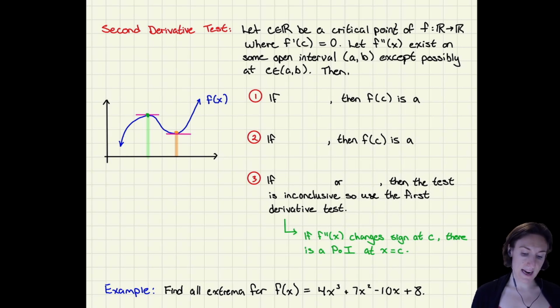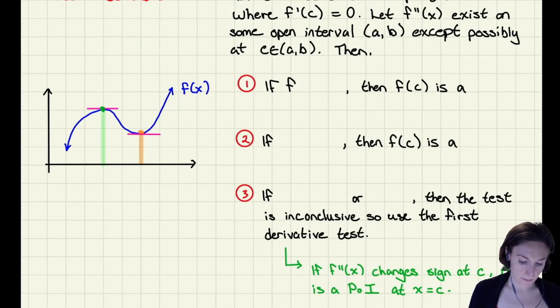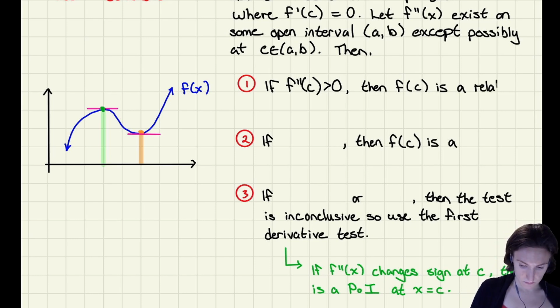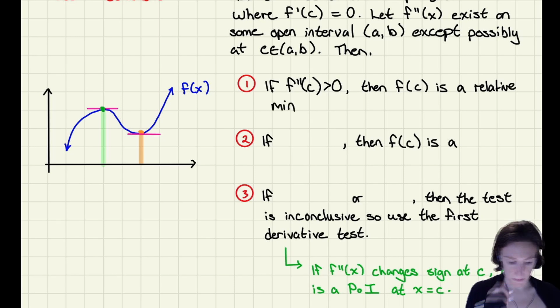If I take my critical point, let me zoom in a bit, and sub it into my second derivative, if I get that that's greater than 0, it's the opposite of what you would think. f of c is a relative min. And if we plug in c into f double prime and get less than 0, then f of c is a relative max.